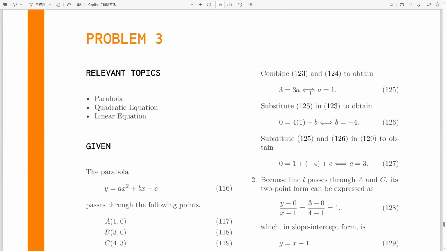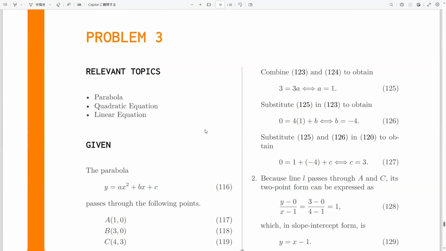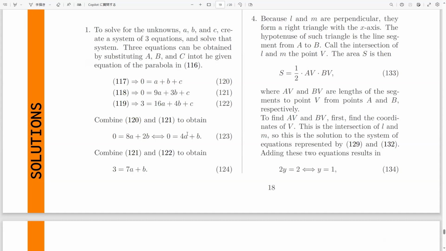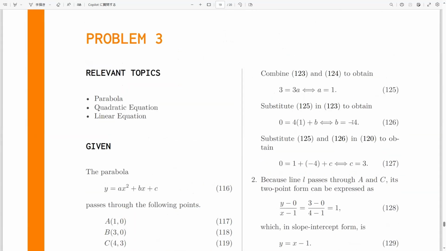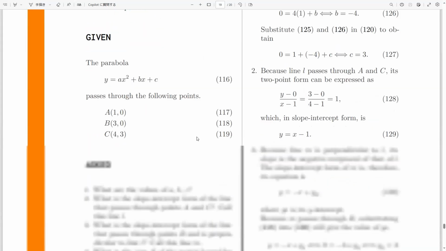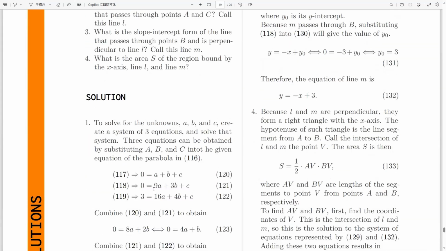Now that we have our value for a, we can substitute it in either of these two equations that we got. I'll choose the first because the numbers are smaller. So I'm going to replace a with 1. So I get 0 equals 4 times 1 plus b. And that means b equals -4, right? Now I have a, I have b. I can now use these two values, substitute them in any of the three original equations that we had.